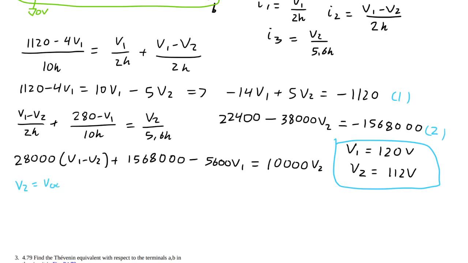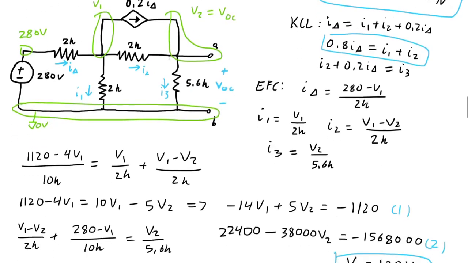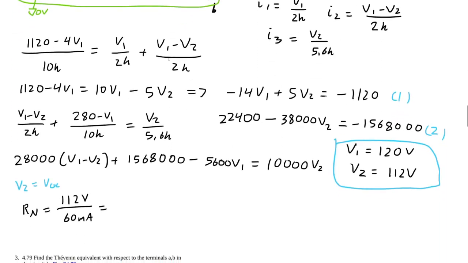So to calculate our Norton resistance, we're going to take V2, which is V open circuit, 112 volts divided by 60 milliamps, which is I Norton, I believe. Let me scroll up just to make sure. Yeah, I Norton. So 112 divided by 60 times 10 to the minus 3 is about 1.8 kilo ohms. So 1.86. Okay, I'll just write that.